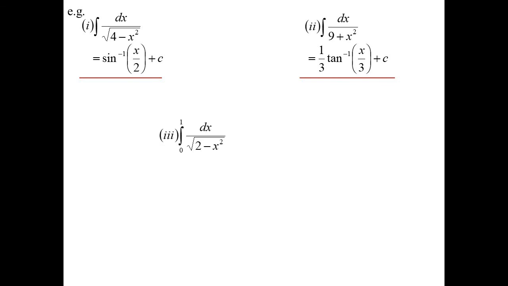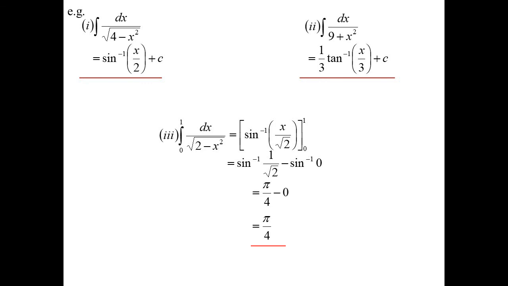Let's do a definite one. So dx on the square root of 2 minus x squared. Once again, it's in the very simple form. So I know that's inverse sine of x on root 2. These sort of numbers, again, crop up a lot because when I sub in, I end up with exact values. So inverse sine of 1 on root 2 minus inverse sine of 0, and we get pi on 4.